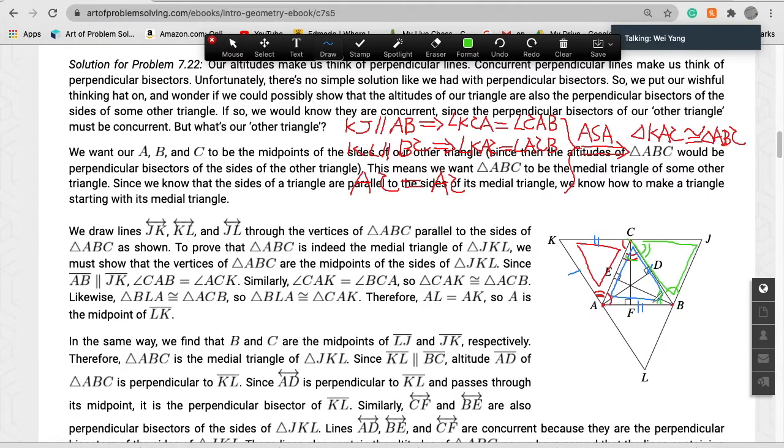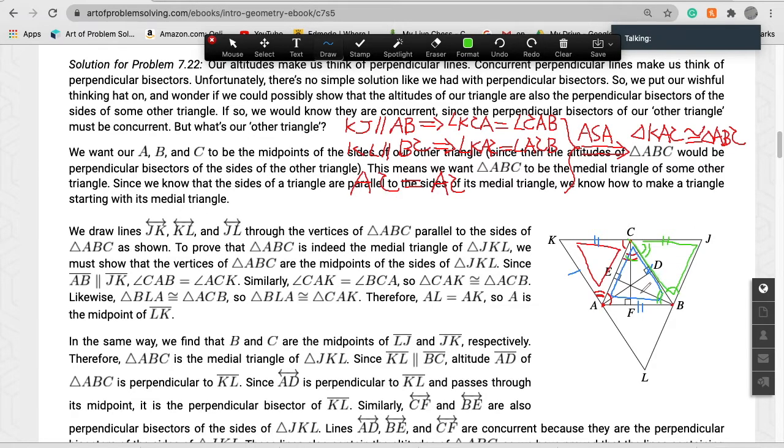So that means AB equals half of KJ, because KC equals AB, and CJ also equals AB. Then that means AB equals half of KJ.